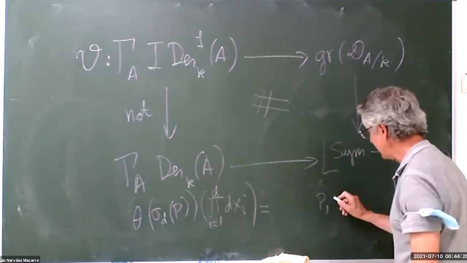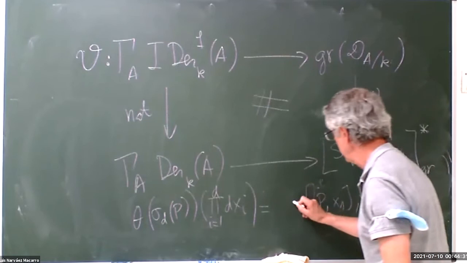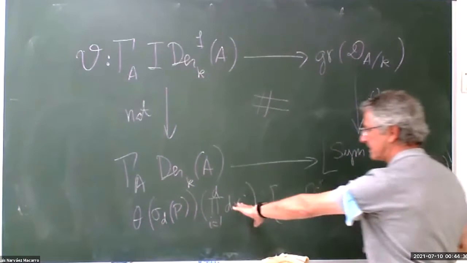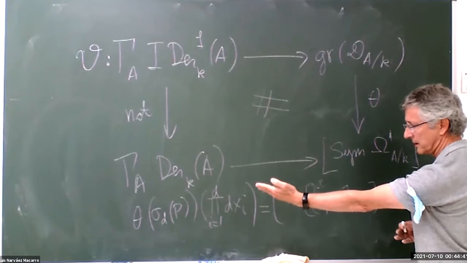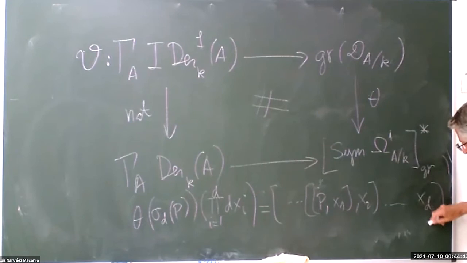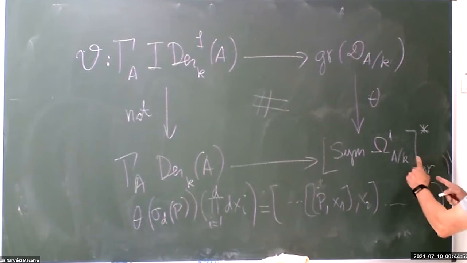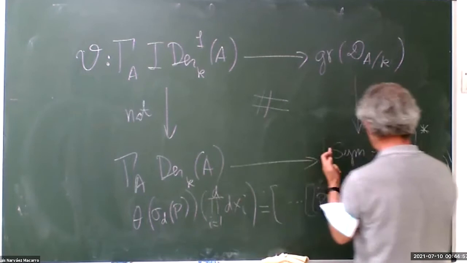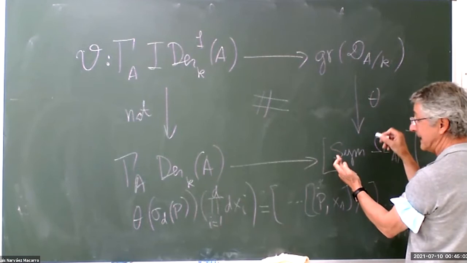You take the commutator, and you take the commutator with the last xd. And because p is of order d, when you perform all these commutators, you obtain a function. And this function and this formula defines something which is in the dual of the symmetric product of omega 1, the d symmetric product of omega 1.